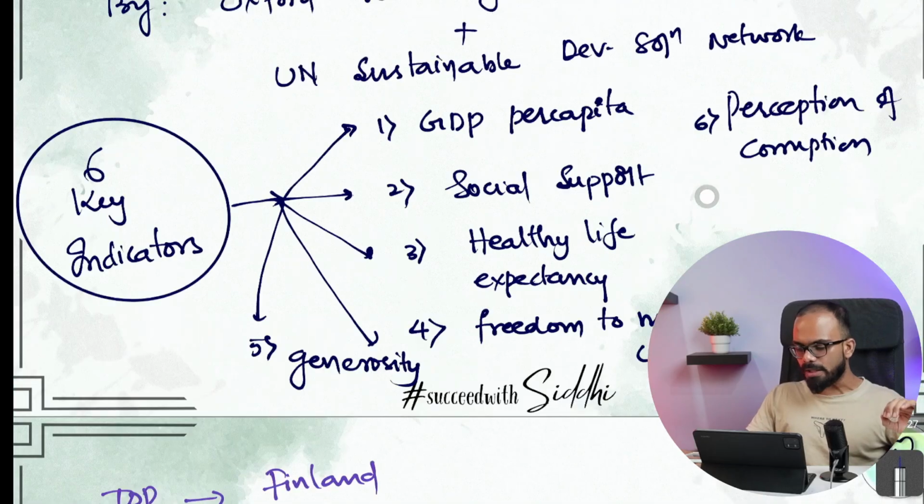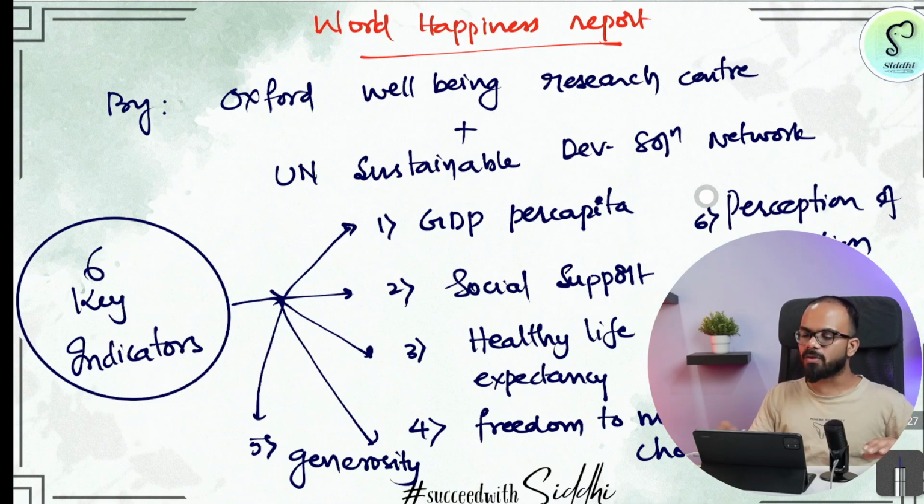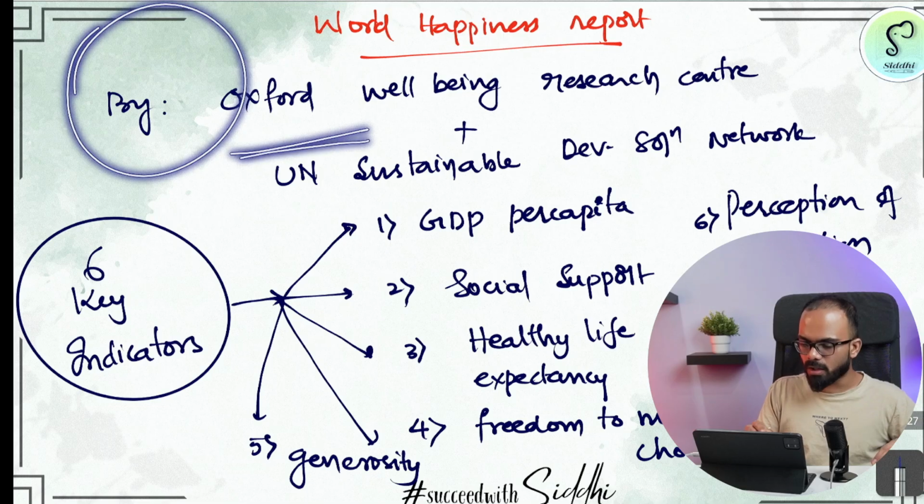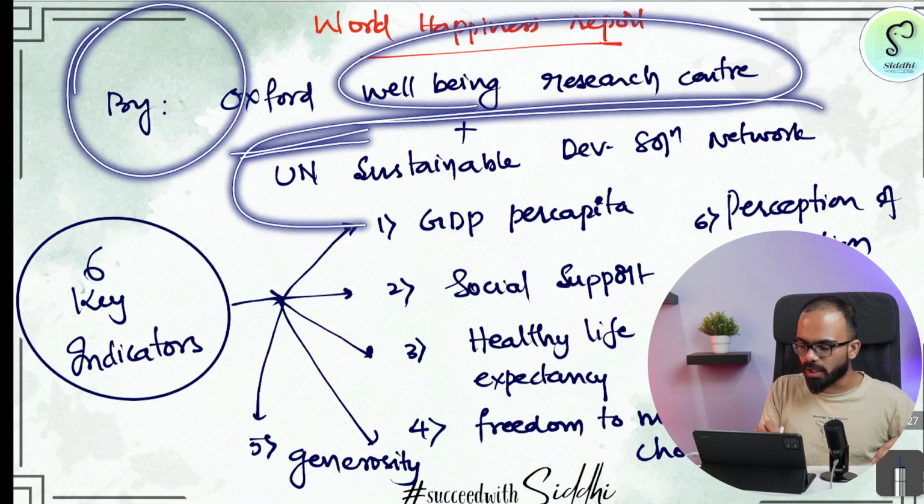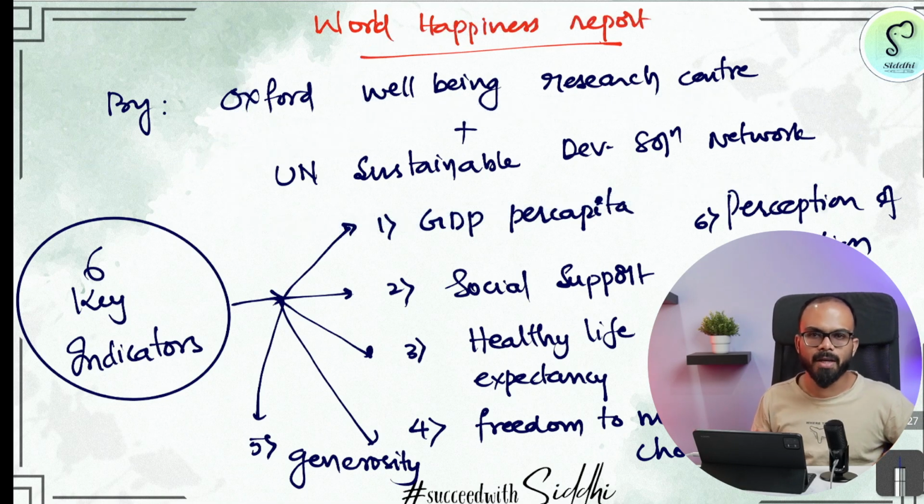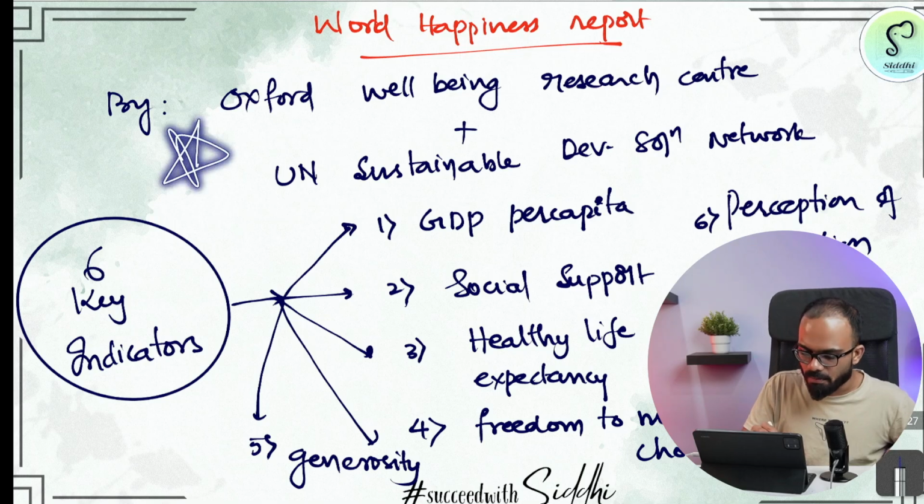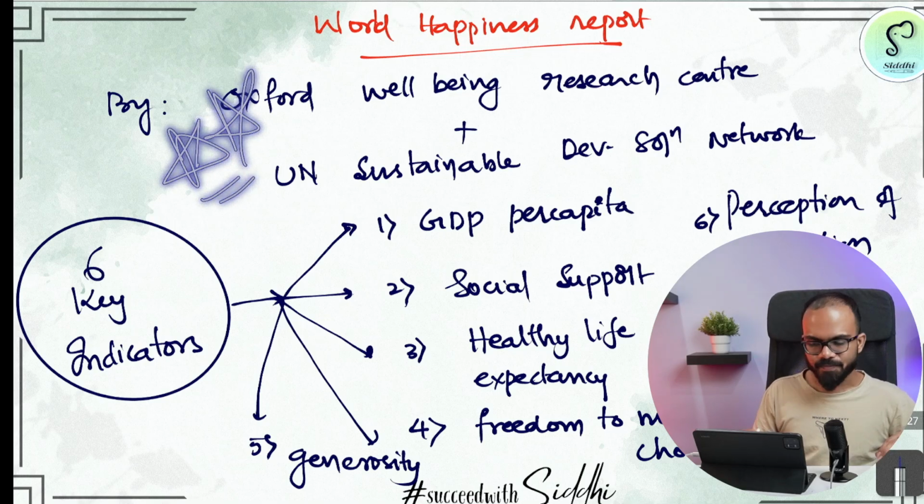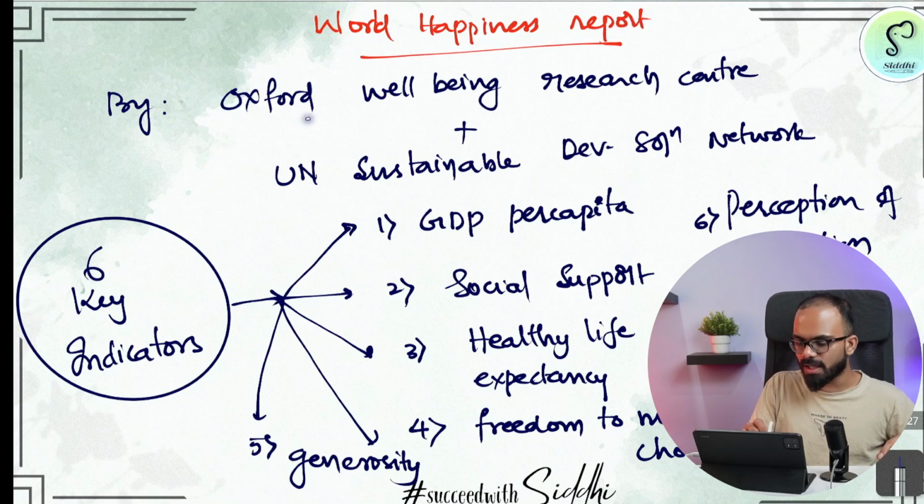Now one more report that we are discussing here, the last report for today, is the World Happiness Report. It is prepared by the Oxford Wellbeing Research Centre and the United Nations Sustainable Development Solutions Network. This is important, kindly remember this. The World Happiness Report is released by the Oxford Wellbeing Research Centre.